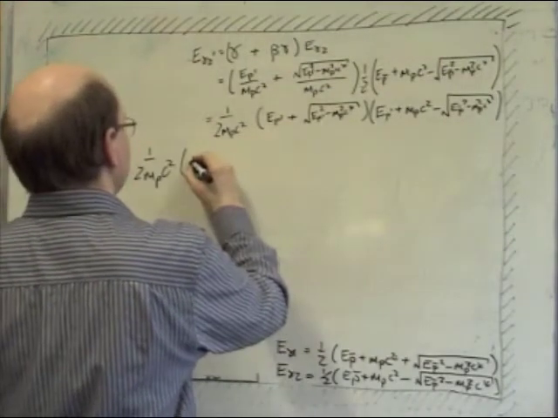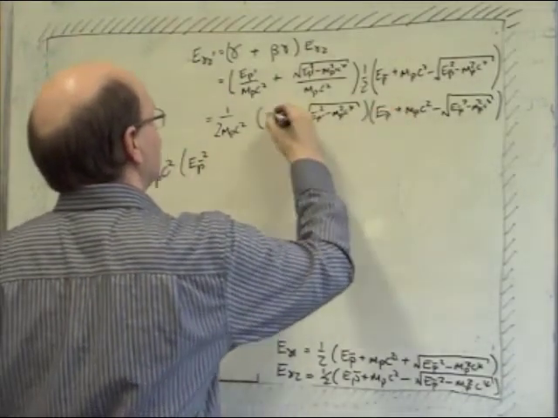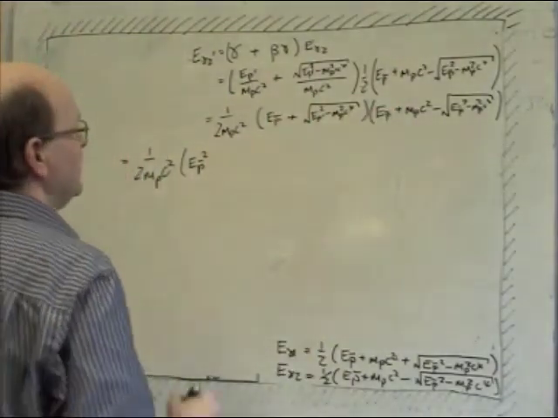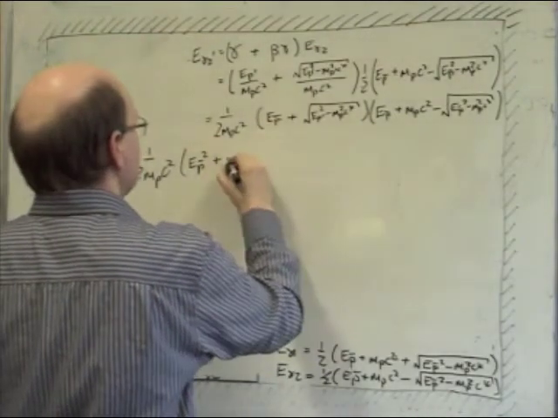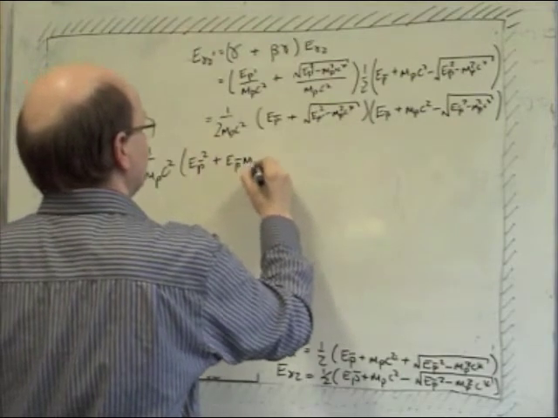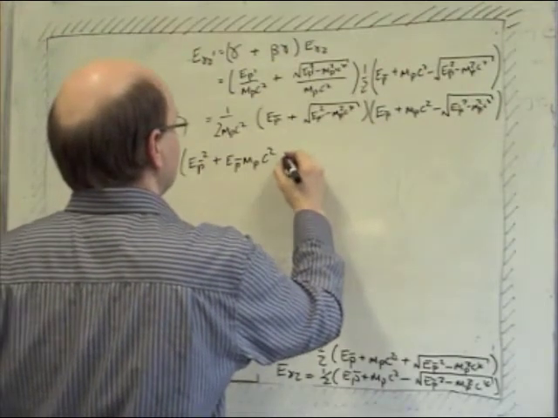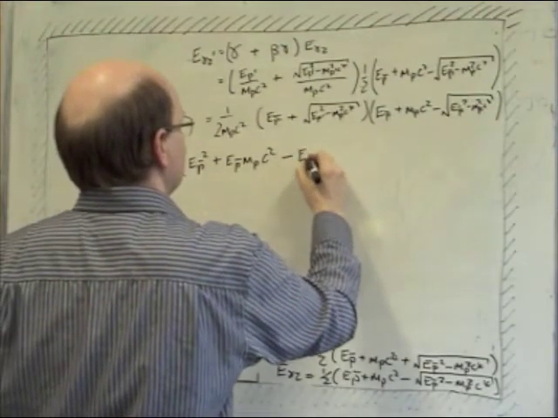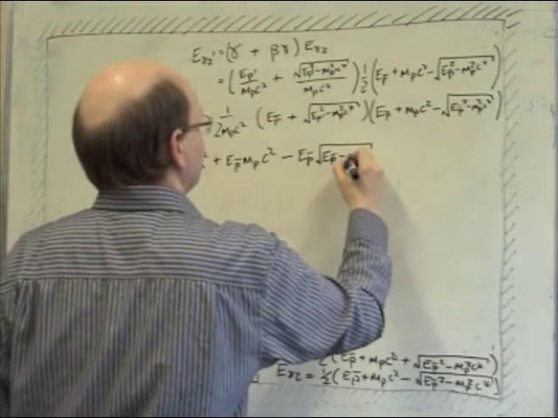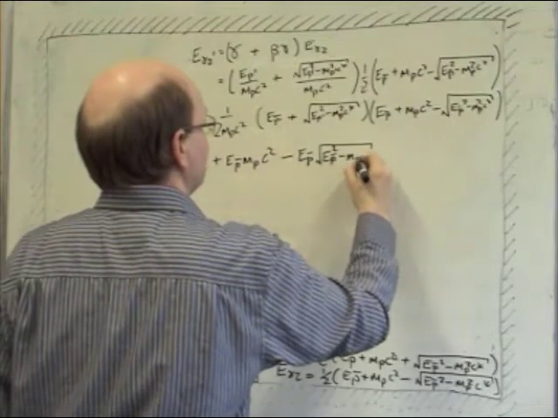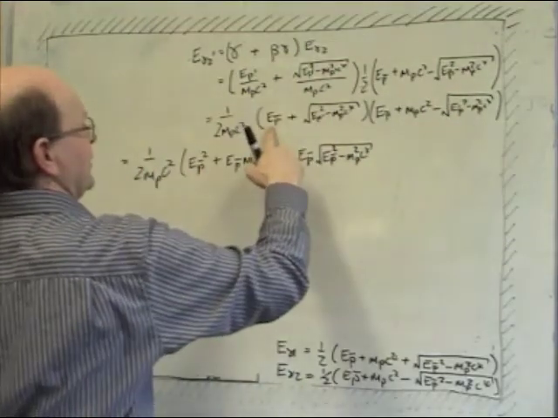So EP prime squared, EP bar squared, this should be a bar not a prime, I don't know why I switched it to a prime. EP squared, and then we have plus EP bar mpc squared, that's that times that, and then we have minus EP bar times the square root of EP bar squared minus mp squared c to the fourth. That's this square root times that e.